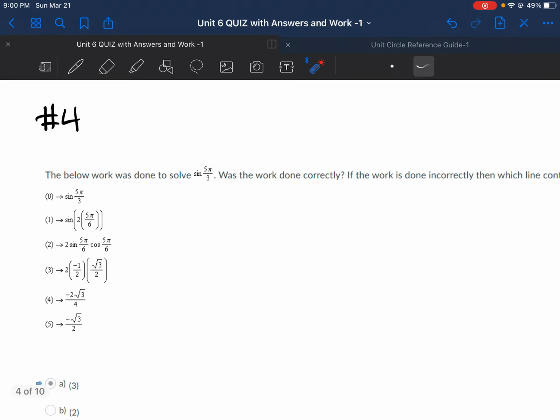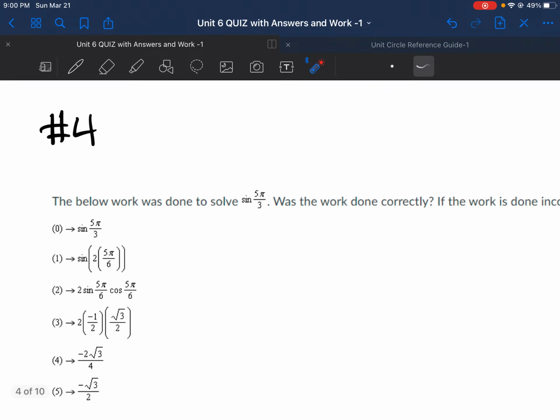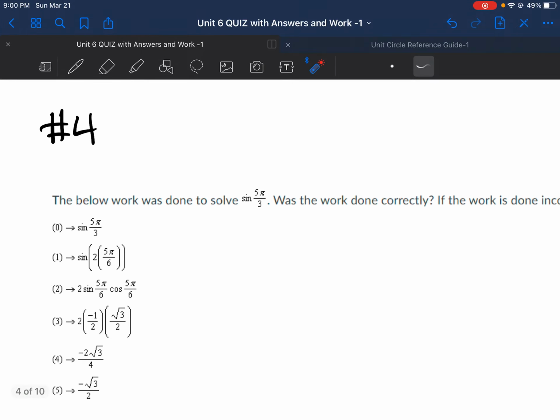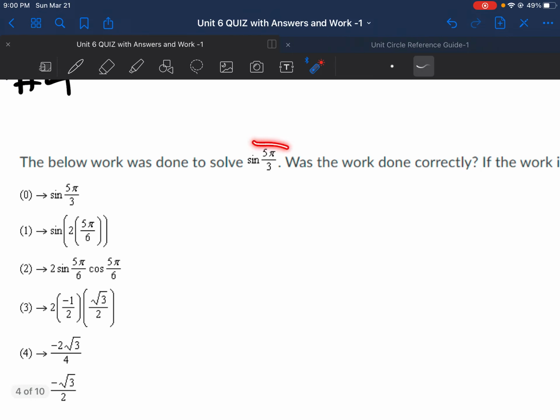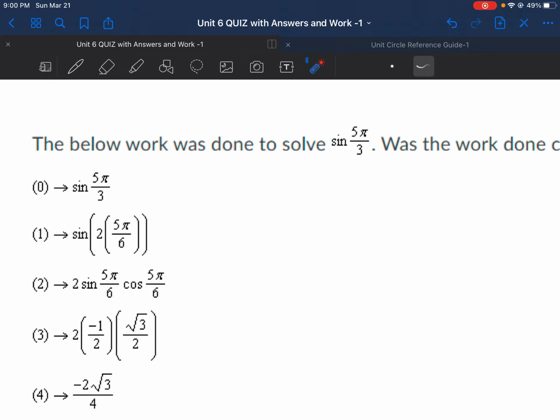All right, problem number 4. Another "did they do it correctly or not" kind of problem. So we want to see if their work was correct to solve sine of 5 pi over 3. And this student is saying that sine of 5 pi over 3, well, first off, they copied it correctly. So line 0, good. They're saying that 5 pi over 3 is 2 times 5 pi over 6. Well, let's just double check real quick.